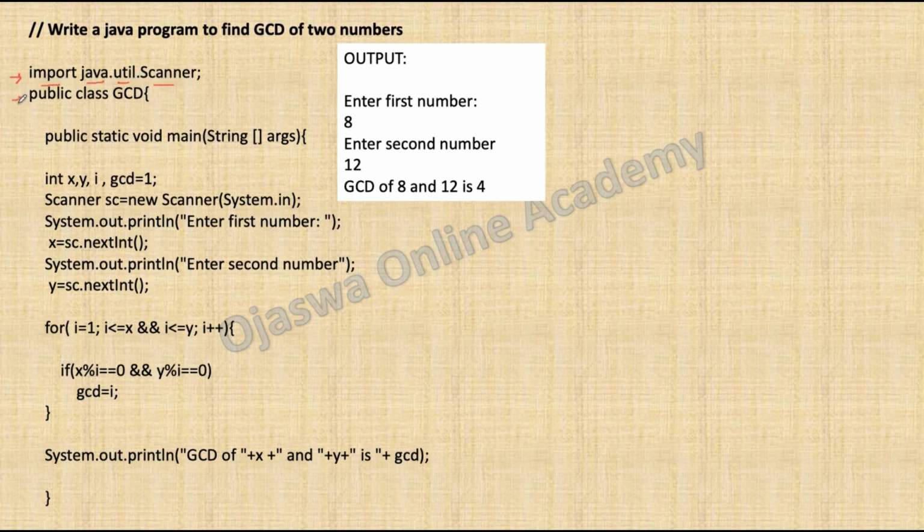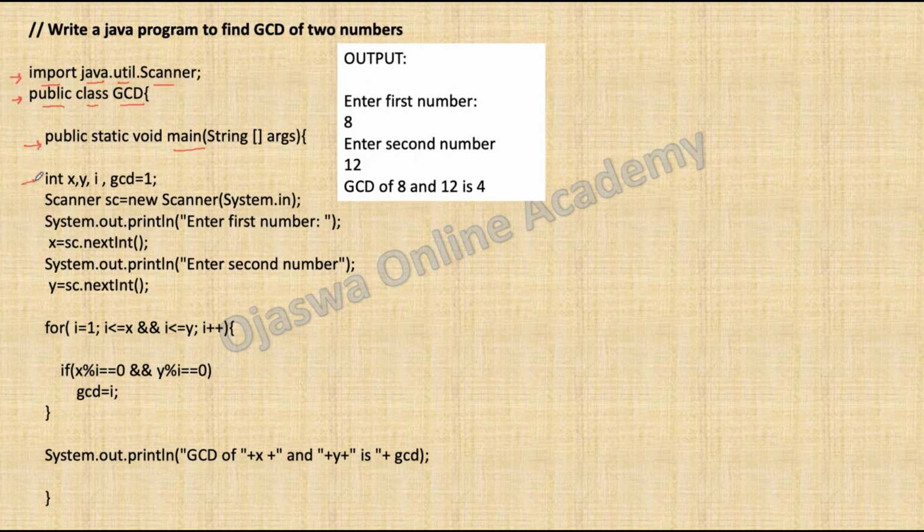The next statement is class definition. We have declared the class as public. Public keyword denotes that your class can be accessible outside the package. Class keyword and class name. Name of the class is GCD. We have defined main method. Main method is the entry point for any core Java program. Your execution starts from main method.